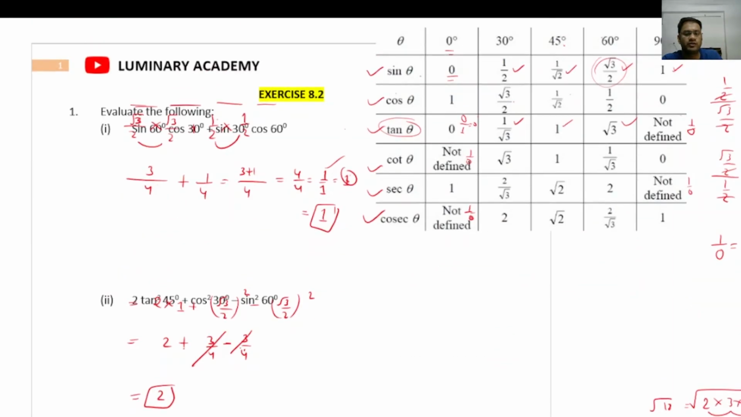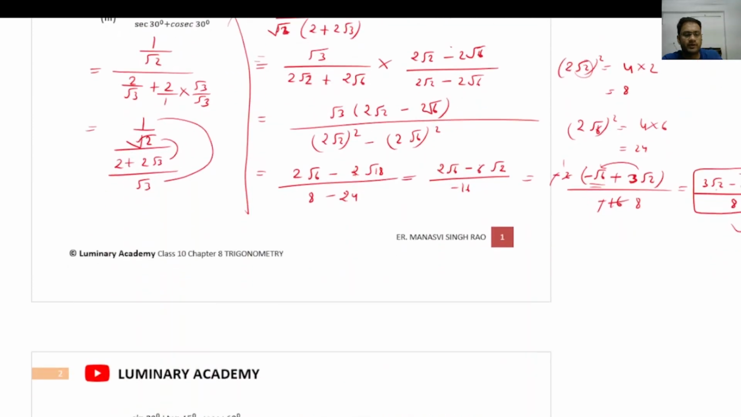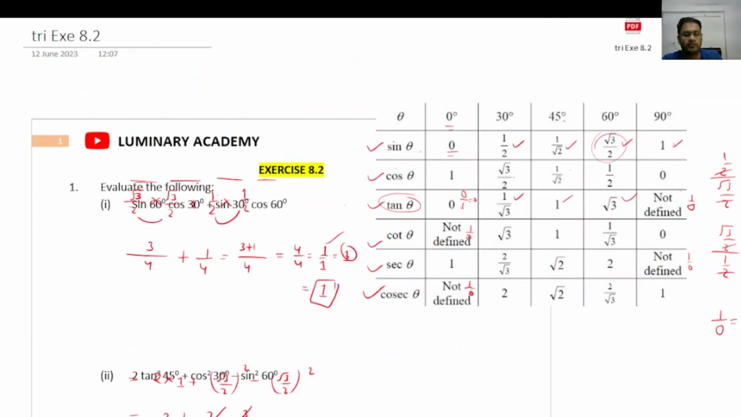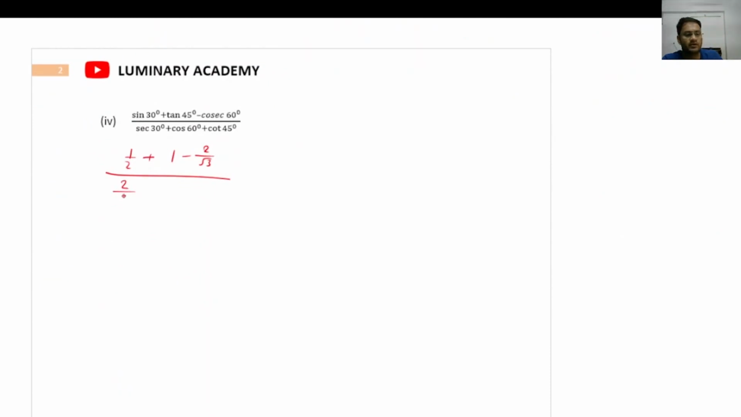Now here it is given that sin 30 is 1 by 2 plus tan 45 is 1 minus cosec 60, I think it is root 3 by 2. Cosec 60 is 2 by root 3. Okay. So cosec 60 is 2 by root 3 upon sec 30. Now sec 30 will be 2 by root 3. Sec 30 will be 2 by root 3 plus cos 60 and cot 45.